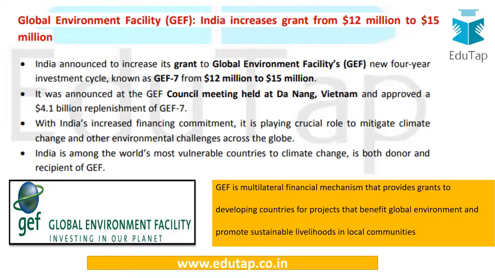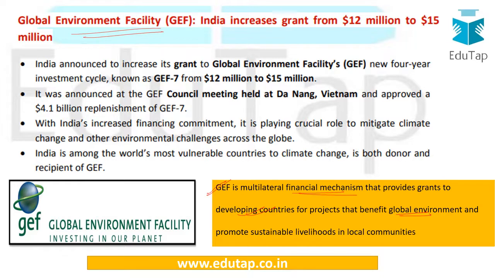And our last news of this section, which is again very important, is related to the Global Environment Facility. Now see, before proceeding to this news, let me tell you that GEF is a multilateral financial mechanism. First of all, it's multilateral. That means many countries are involved in it, be it the developed nations or the developing nations, and the financial mechanism is related to providing grants to the developing countries for the projects that benefit the global environment. So it's a global environment and sustainable development related facility which has been set up, and it was established in 1992 at the Rio Earth Summit.